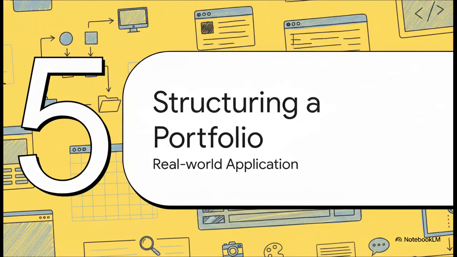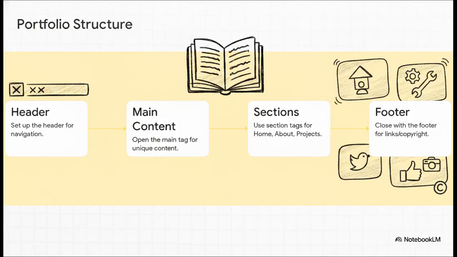Section 5, structuring a portfolio website. Let's look at a real-world application. Okay, let's dive into this step by step. If you're building a personal portfolio to show off to employers, here is your exact top-to-bottom sequence. Step 1, set up your header tag to hold your navigation links. Step 2, open your main tag because everything that follows is the unique content of your portfolio. Step 3, inside that main tag, use individual section tags to clearly divide your home, about, and projects areas. And step 4, close it all out with a footer tag for your social links and copyright.